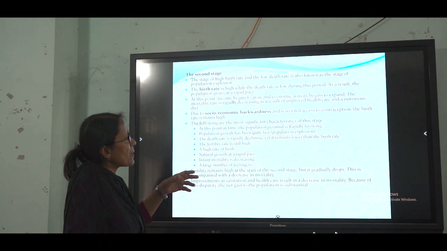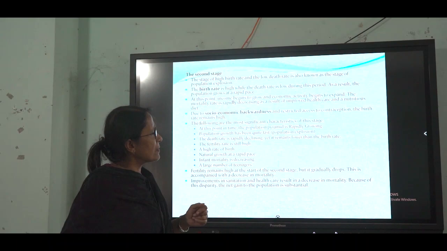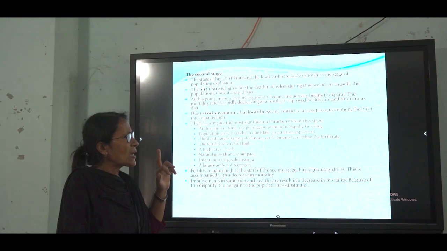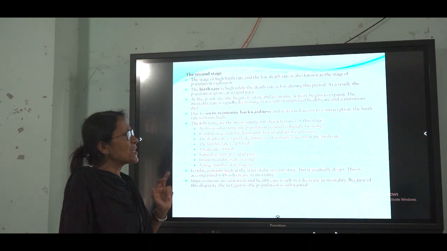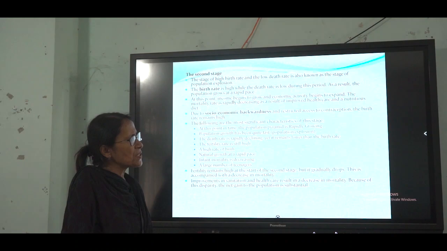The socioeconomic background of the people is restricted. There is socioeconomic backwardness and restricted access to contraception. People still in this stage, the contraception or birth control measures are not allowed by religion. So many of the religious communities of India and some other developing countries of the world do not accept these contraceptive measures. So the birth rate is high.